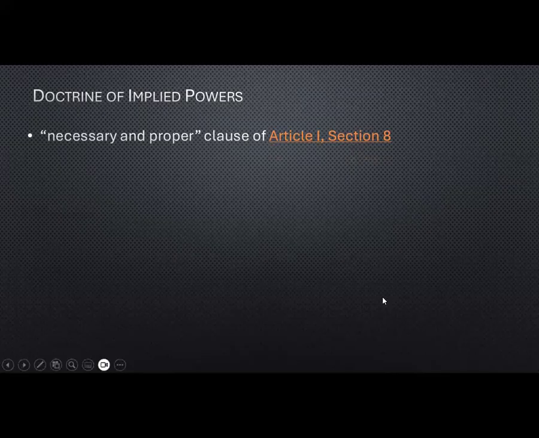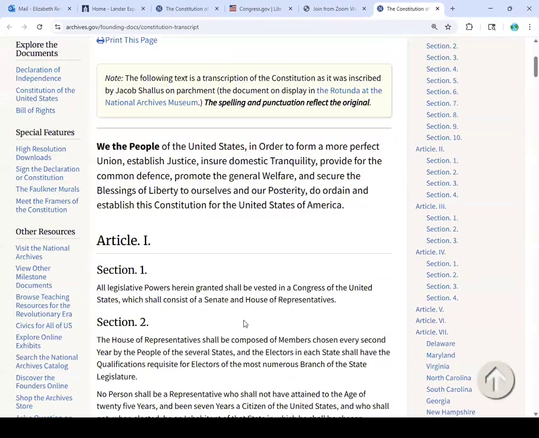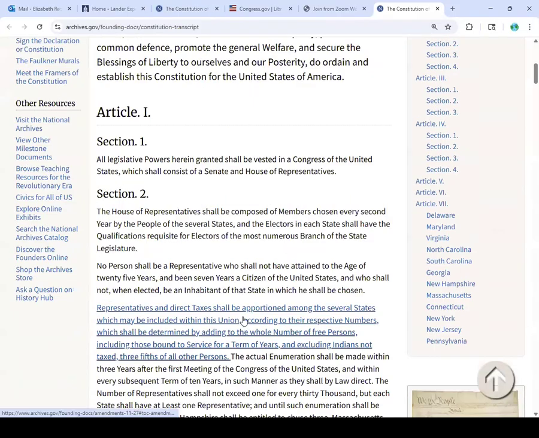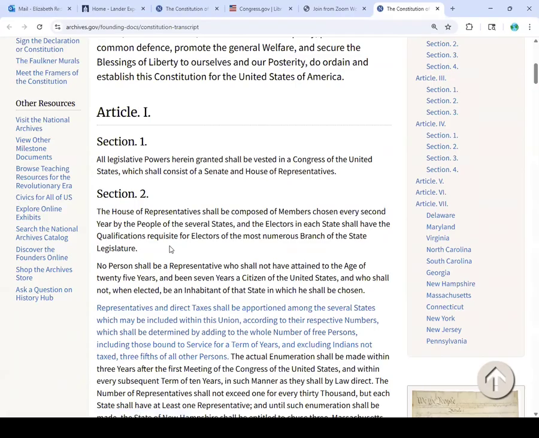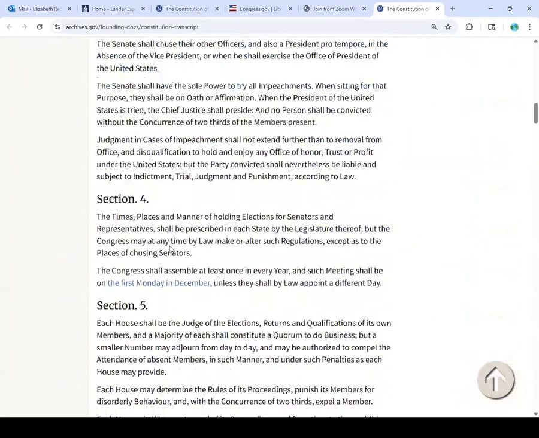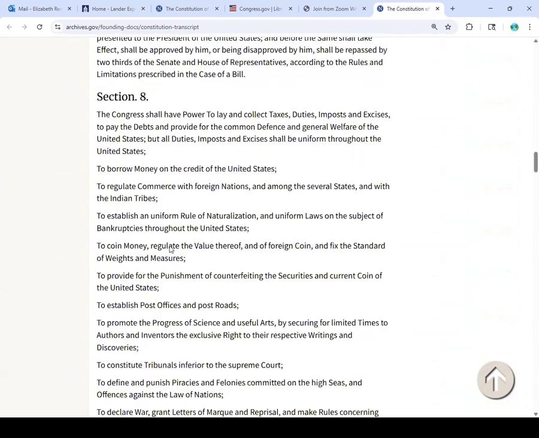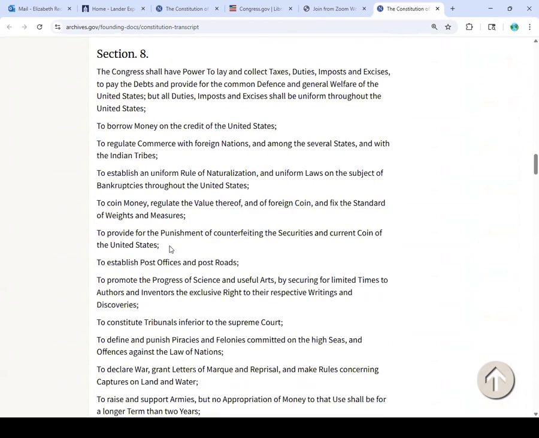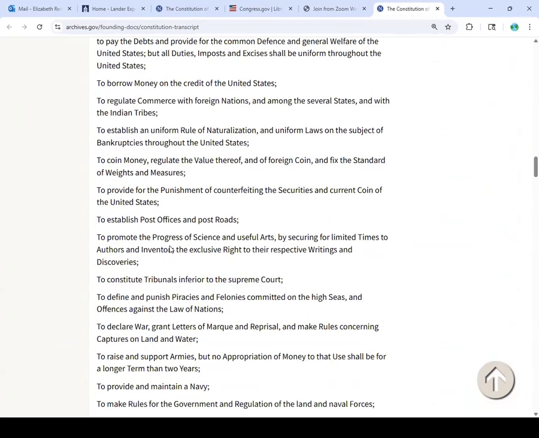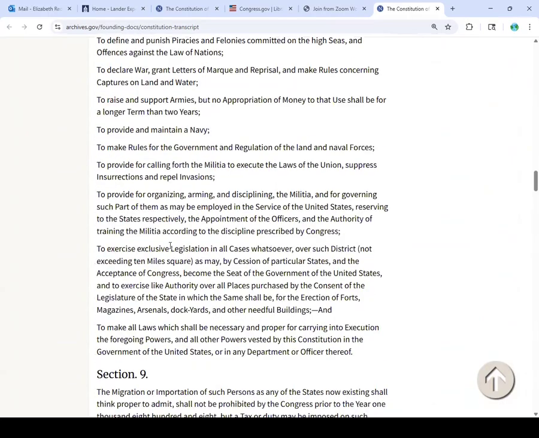Let's look at the clause itself. I'm going to try to open the link here and have this in the module. Okay, this is Article 1 of the U.S. Constitution, which deals with legislative powers. Scrolling down to Section 8. The necessary and proper clause falls at the very end of Section 8.